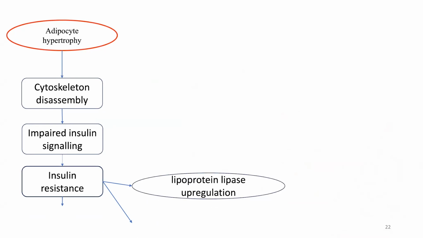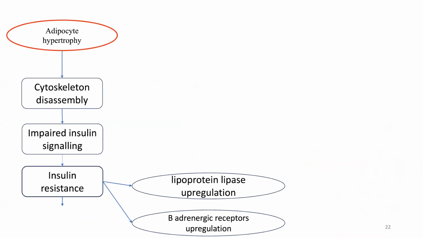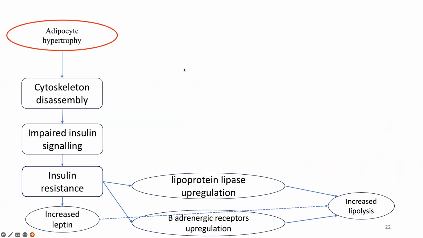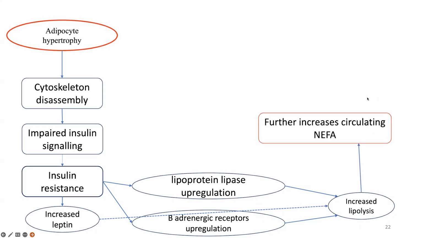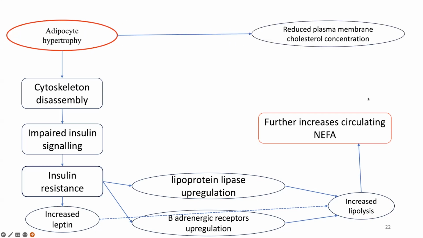You have impaired insulin signaling that leads to insulin resistance. Insulin resistance leads to lipoprotein lipase upregulation. There is also upregulation of the beta adrenergic receptors. So you have increased leptin, increased insulin, impaired insulin signaling and insulin resistance, all leading to increased lipolysis, because as I've already mentioned, insulin's purpose is to stop lipolysis. And once you have insulin resistance, more and more fats keep coming into the systemic circulation.